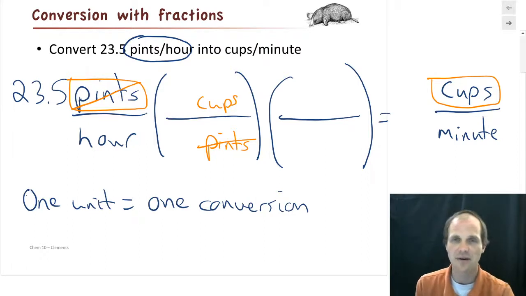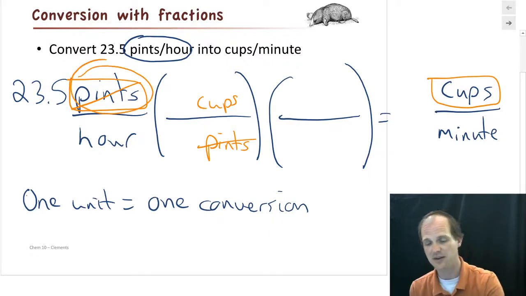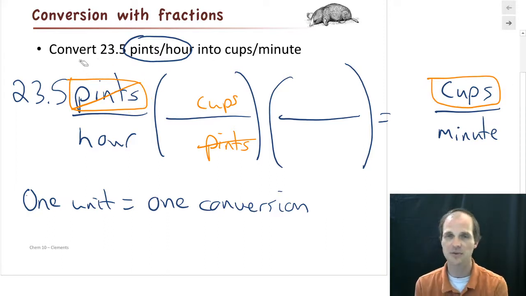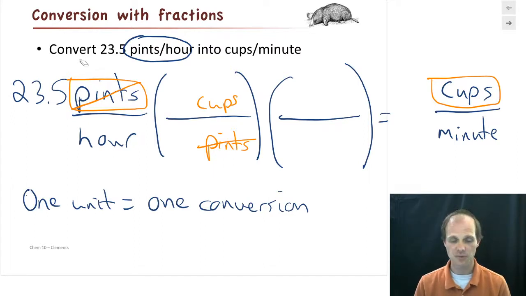Now, how did I know I wasn't converting pints to minutes? The answer is for 2 reasons. One, pints and minutes have nothing to do with each other. They're not interchangeable factors. The other is that pints was on top and cups was on top. I convert 1 unit on top to a different unit on top, not to a unit on the bottom. So now we've got cups and pints. Tempting to put in numbers, but let's hold off and make sure we get all of our units properly first before we put in numbers.